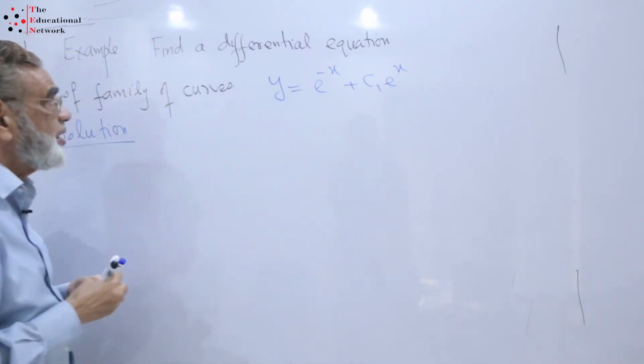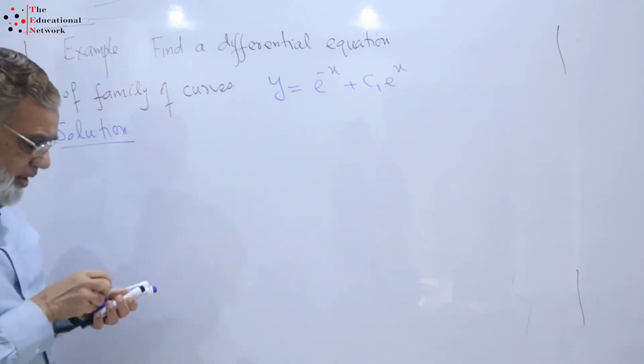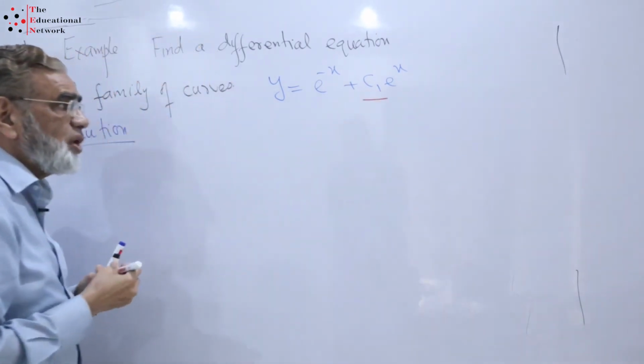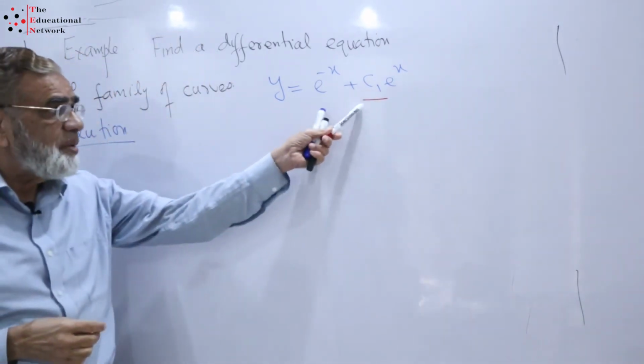We want to formulate the differential equation of the family of curves. You can see again that we have only one arbitrary constant c1, and we want to eliminate it, again because there is only one arbitrary constant.